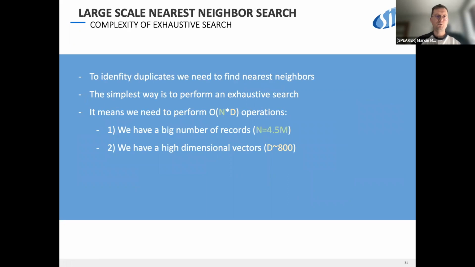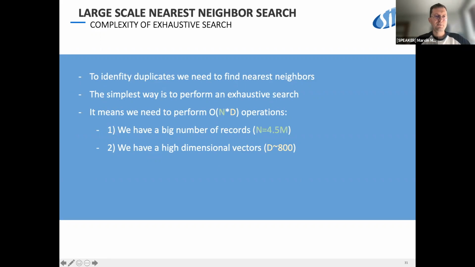Basically, to identify the nearest neighbors, like I previously mentioned, if we project the record onto the plane, we look in some small neighborhood. So to identify the nearest neighbors, we could perform an exhaustive search. However, the complexity of such an exhaustive search is n times d, where n stands for the number of records in the database, and d is the dimensionality of the vectors.